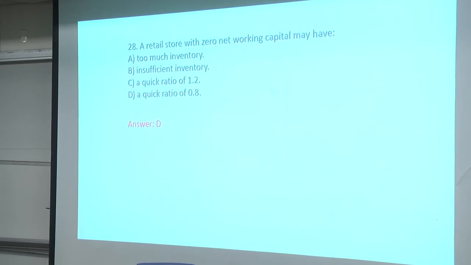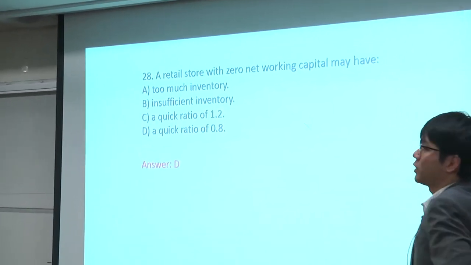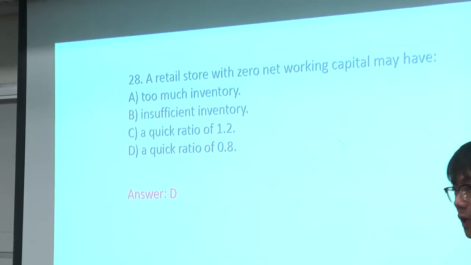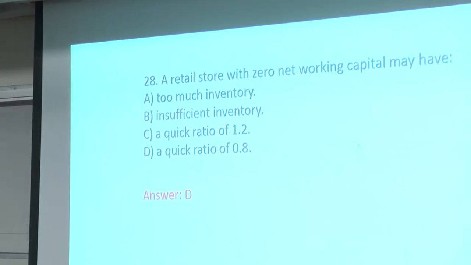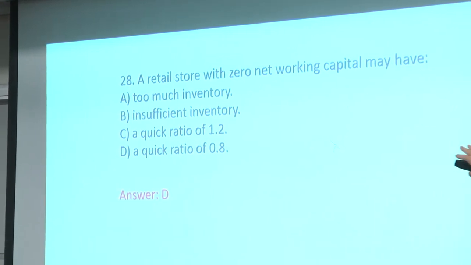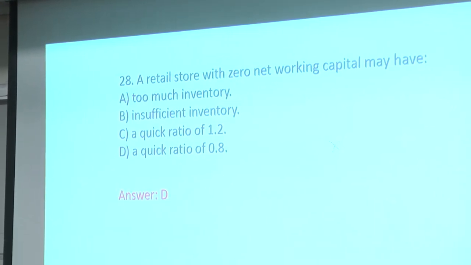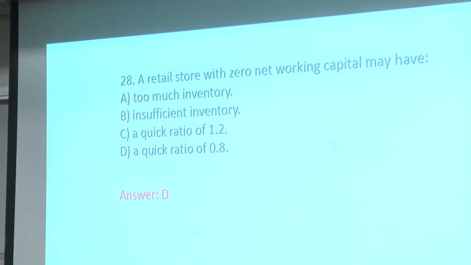And let's take a look at C and D. Could it be 1.2? No, but it could be 0.8, right? A quick ratio of 0.8. Remember, the question reads "may have." So it's not definitive. We're saying it could be 0.8, but it cannot be 1.2. That's what we're saying.